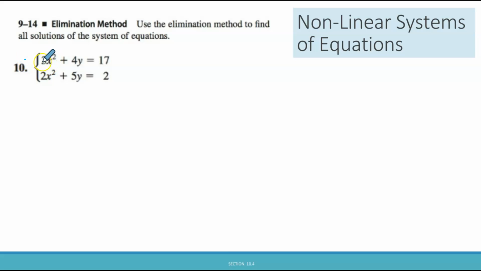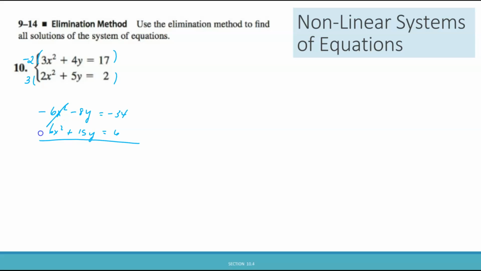To eliminate x, I would like this to be a -6, so I'm going to multiply everything here by a -2. If this is a -6, we want this to be a +6, so we're going to multiply everything here by a 3. When we multiply by -2, everything gets multiplied by -2. Okay, so we're looking at -6x squared minus 8y is equal to -34. We get 6x squared plus 15y is equal to 6.